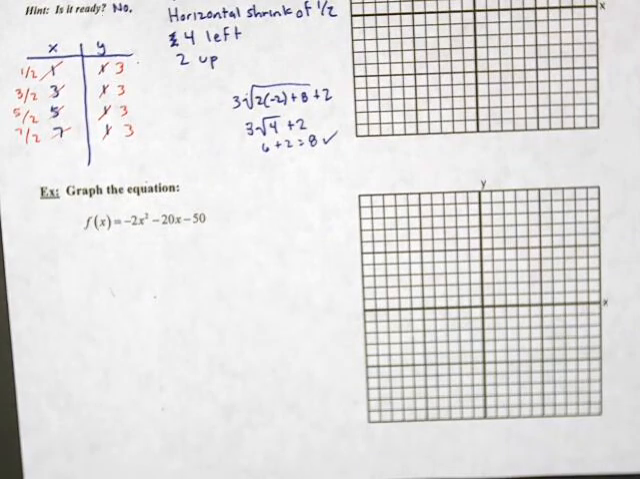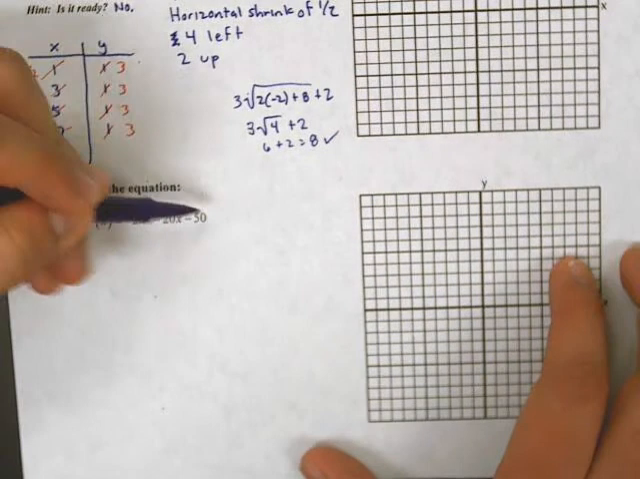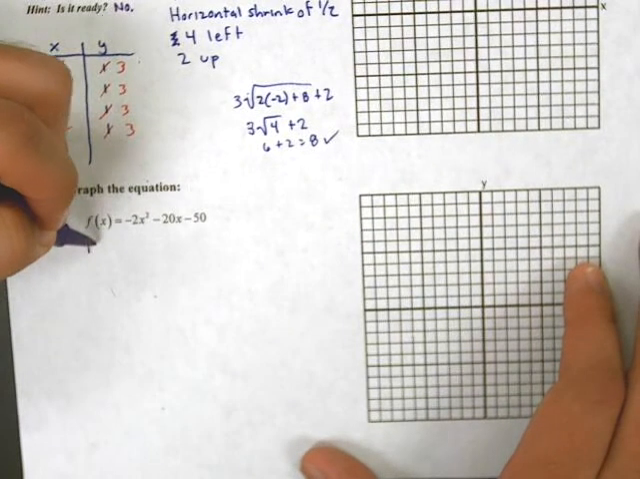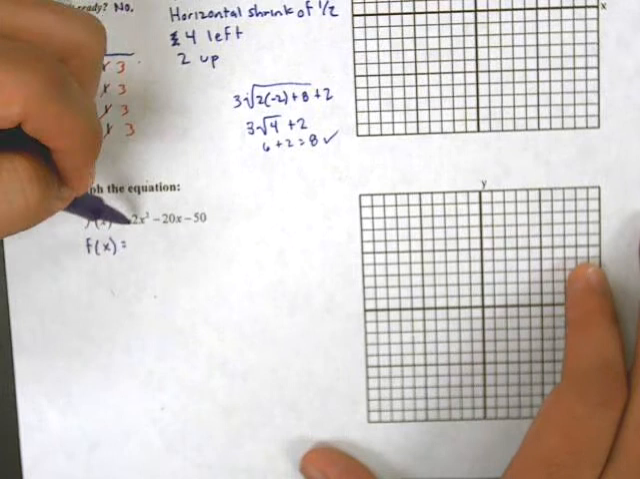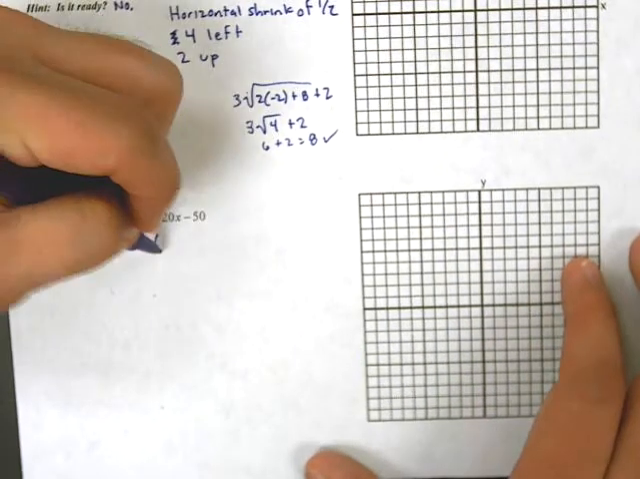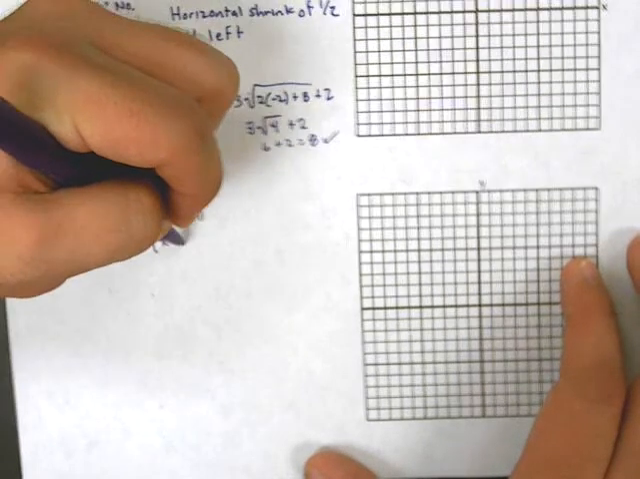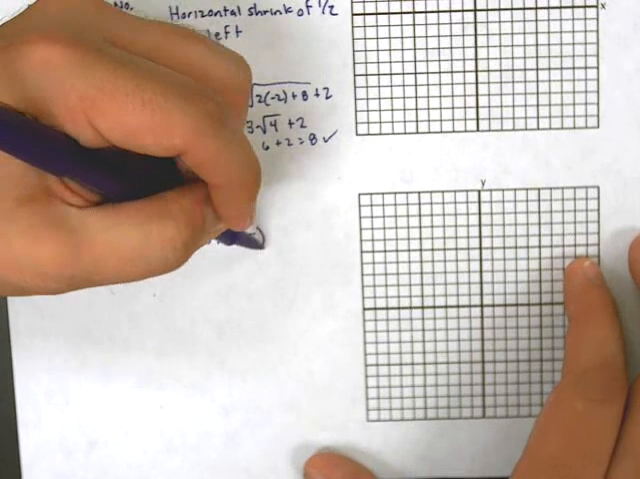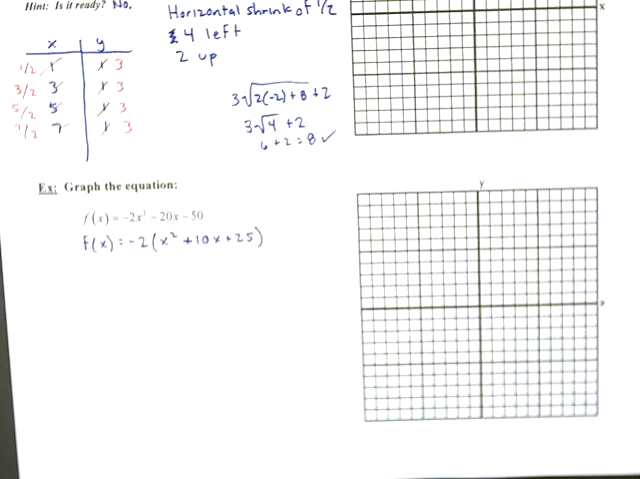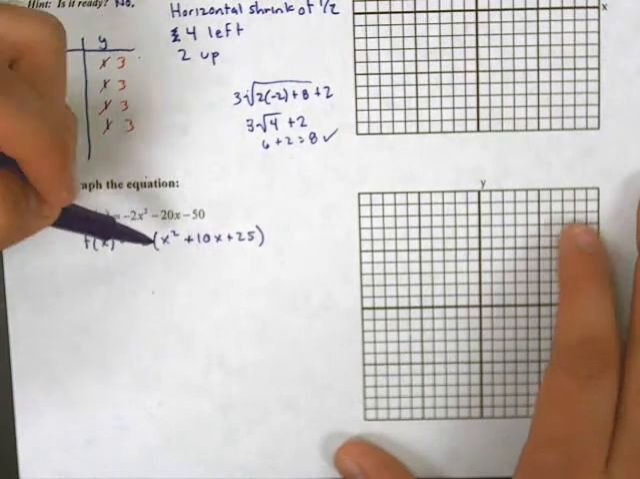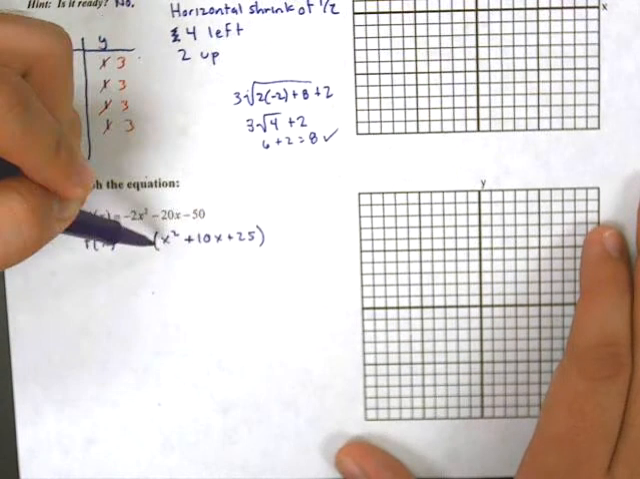If you guys notice, hopefully you see and understand, I'm not really ready to work on this yet. Okay, I can do some things. Let's take a look. So f of x equals, first things first, GCF, right? I can definitely take out a -2. When I do that, I am left with x squared plus 10x plus 25. Now again, I can still do more with this. This is actually a perfect square trinomial.